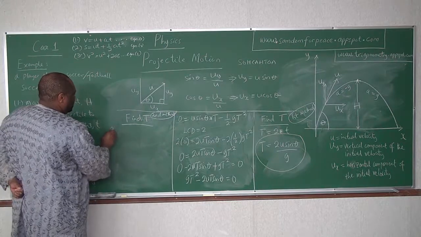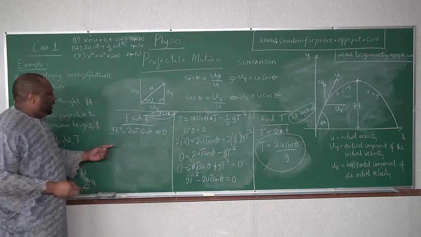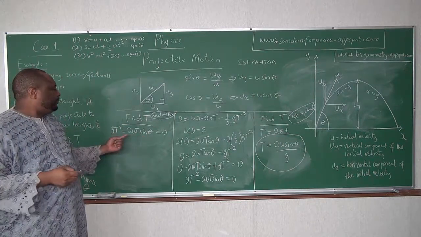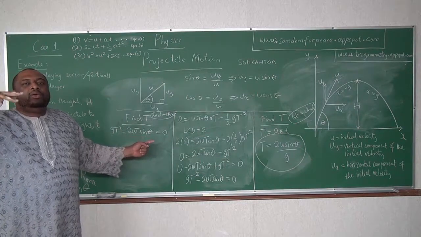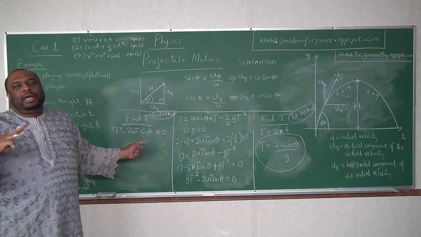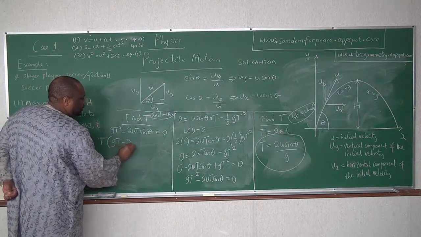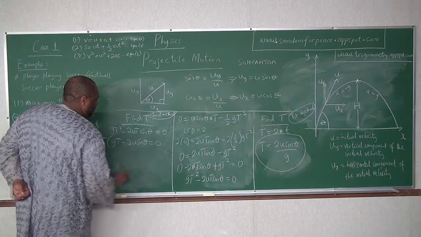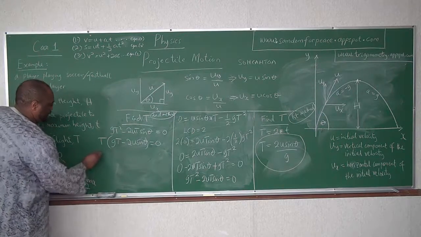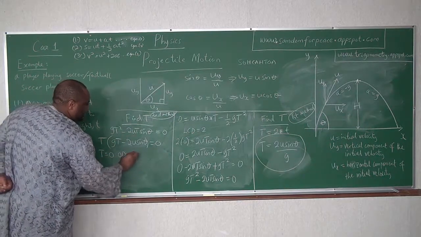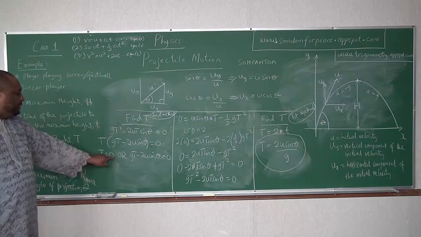So we now have gt squared minus 2ut sine theta is equal to 0. This is quadratic in t, and the third term is missing. When the third term is missing, you factor by GCF and then use the zero product property. So we factor by GCF t: t(gt minus 2u sine theta) equal to 0. So t is equal to 0, or gt minus 2u sine theta is equal to 0.